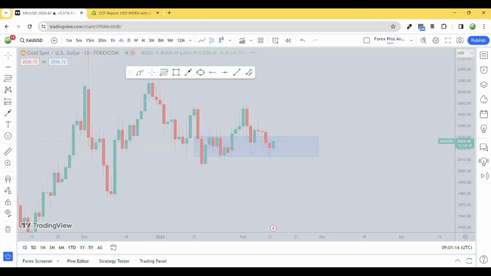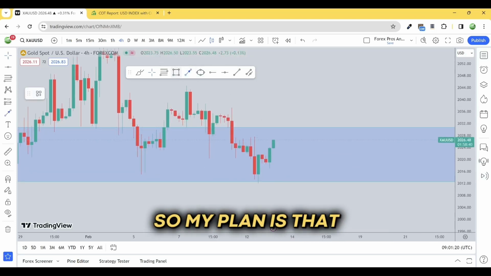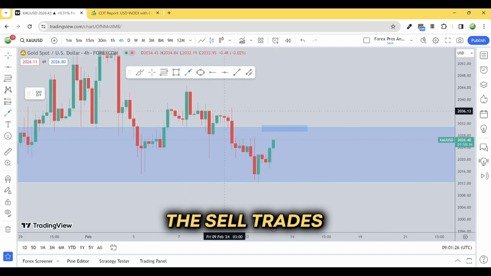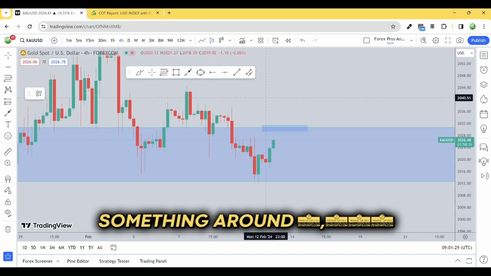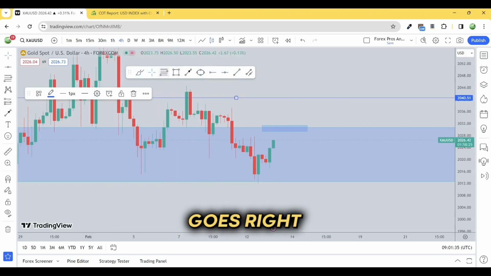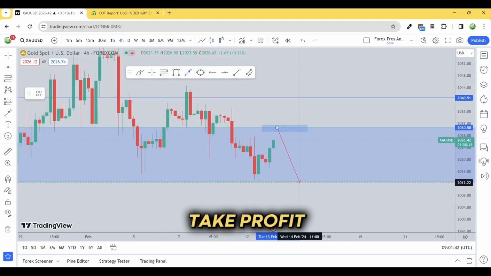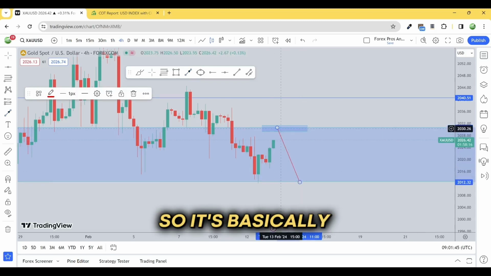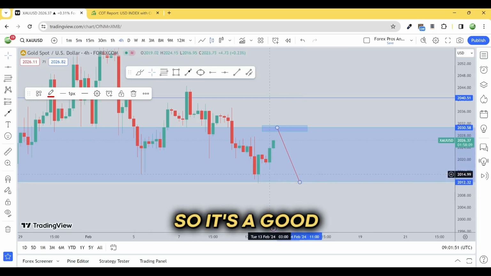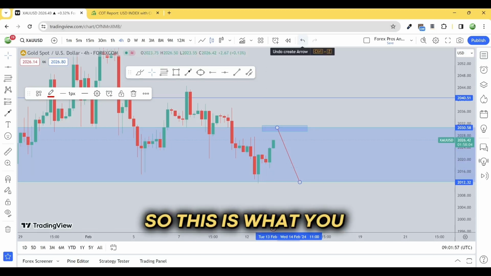For the short term, if you're expecting to trade today, what should you do? Okay, so my plan is that from the 2030 area, I will start taking the sell trades, with my stop loss being something around 2040. So if my analysis goes right, my prediction goes right, and the market makes a retracement from this point, my take profit, my TP, will be 2012. So it's basically 100 pips stop loss and approximately 180 pips TP. So it's a good profit to loss ratio trade. So this is what you can do.